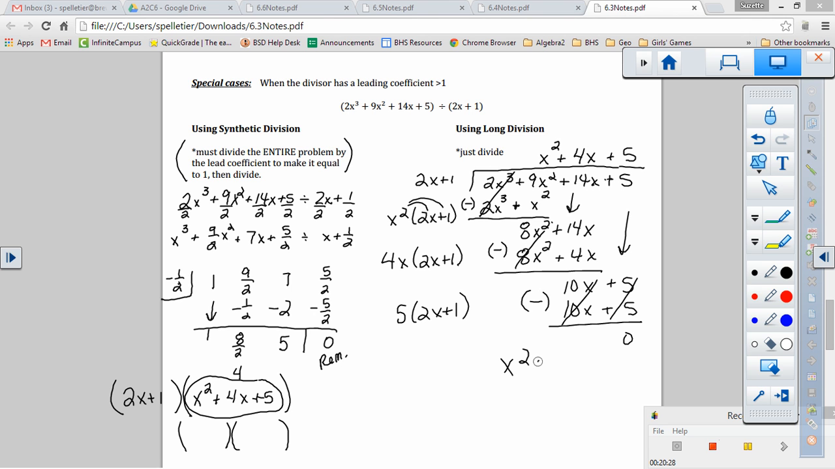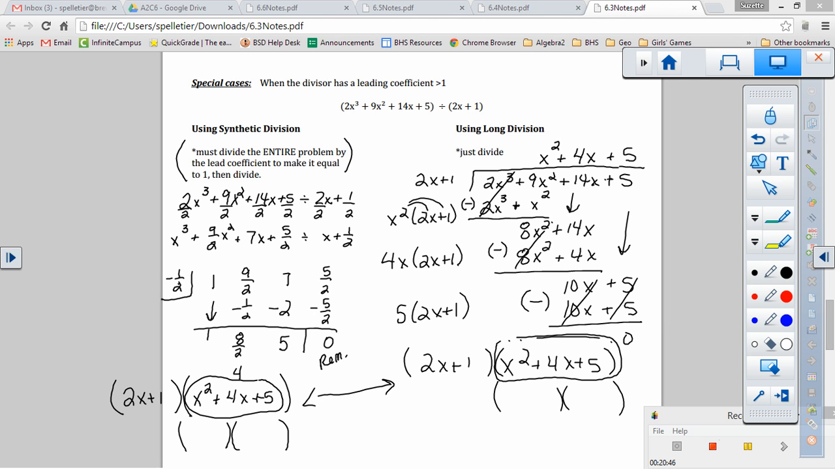X squared plus 4x plus 5. My remainder is 0, so I do know that 2x plus 1 is a factor. Again, I could keep factoring it down and get my zeros, but this is the answer to my division problem. And they are the same.